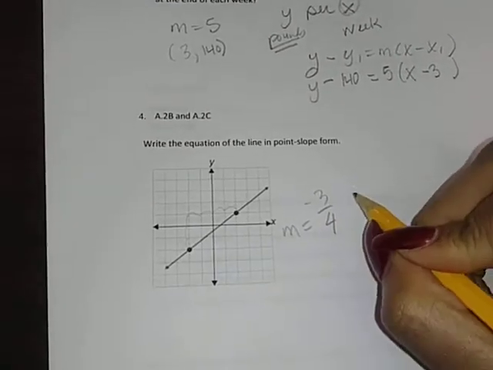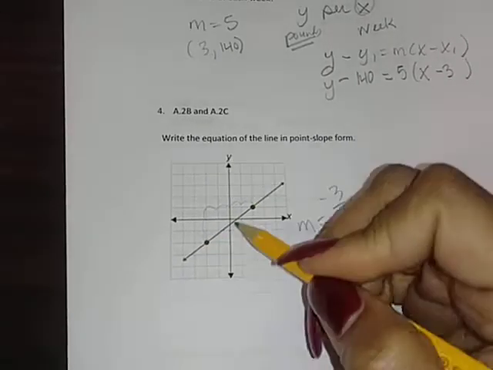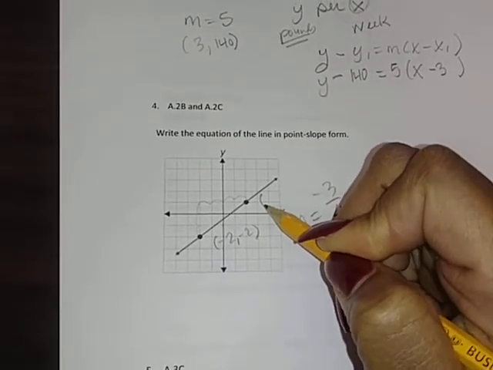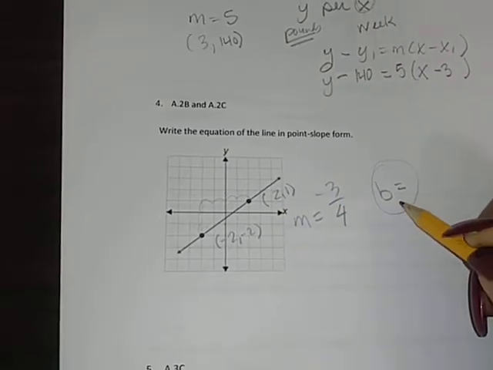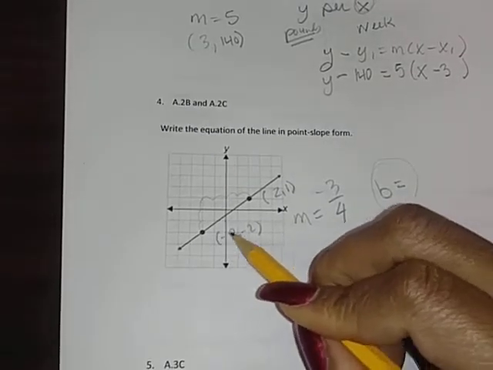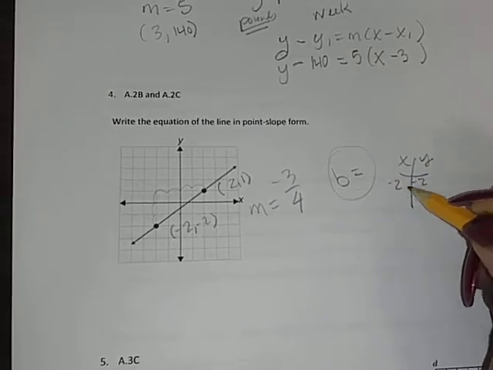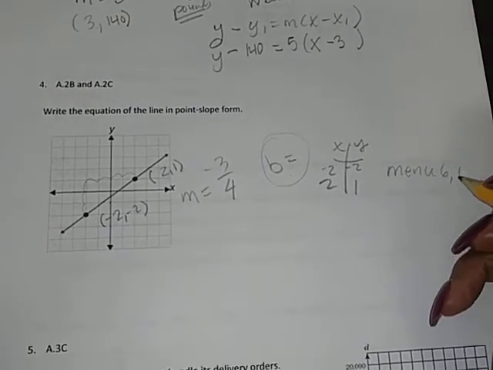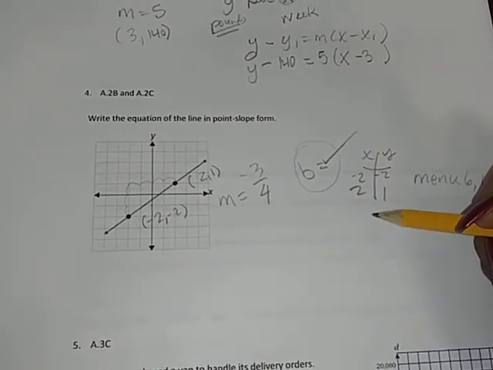My y-intercept is, I don't know. Well, I'm given 2 points. And I don't need that y-intercept. But if I did, what would I do? Take those 2 points, create my table, and use menu 613, and it'll give me my b. Then I can write it in slope-intercept form.